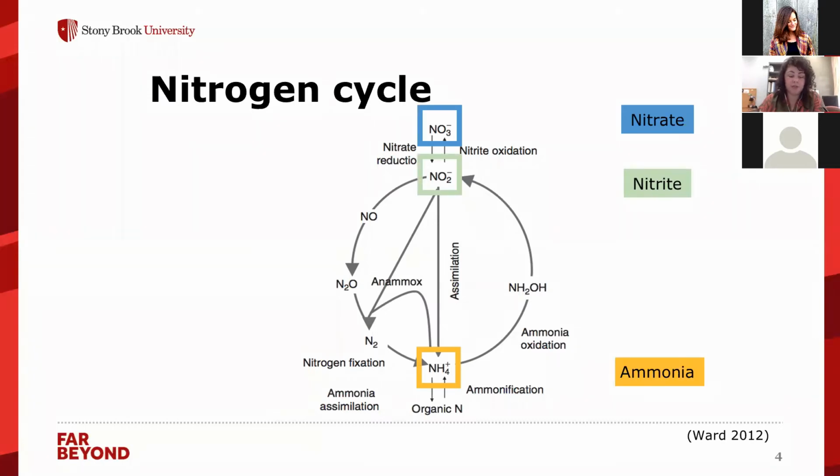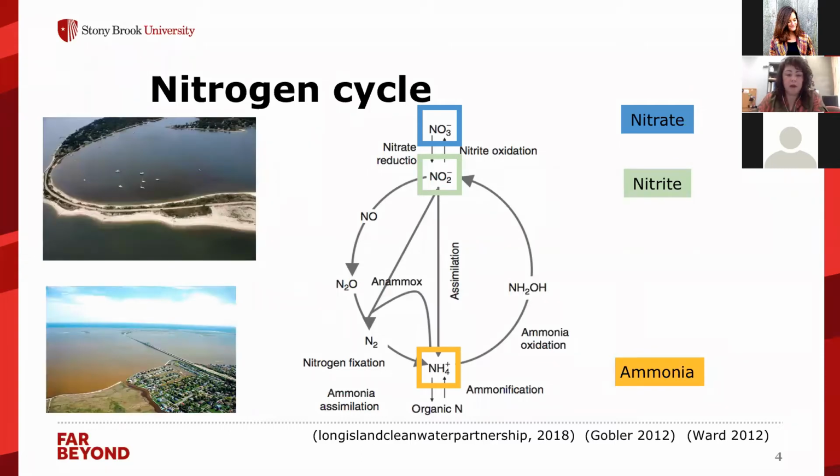First, I want to introduce you to the main players of the nitrogen cycle. From bottom to top, this is ammonia, nitrite, and nitrate. These are the most abundant biologically available nitrogen species or nitrogen molecules. This means that these react with biological organisms, such as microorganisms or microbes, very readily, and they're very abundant in the environment.